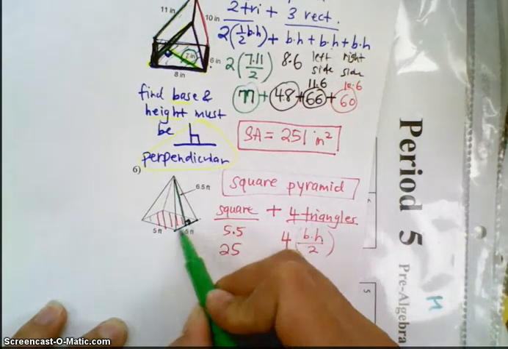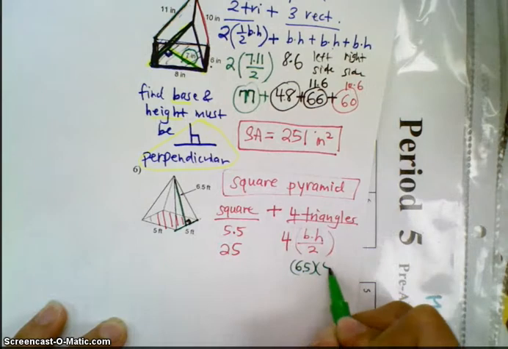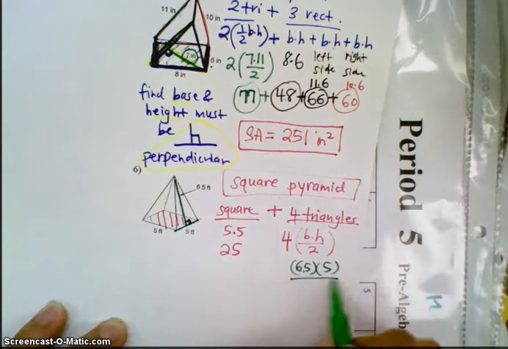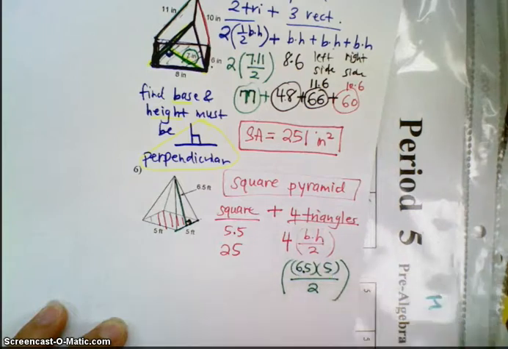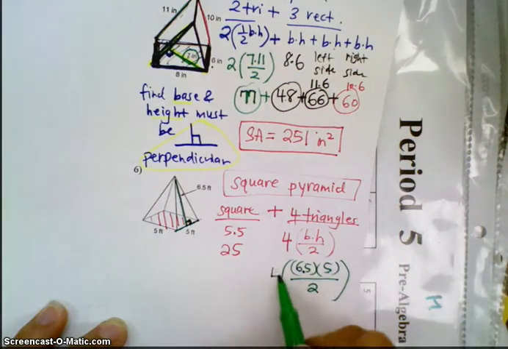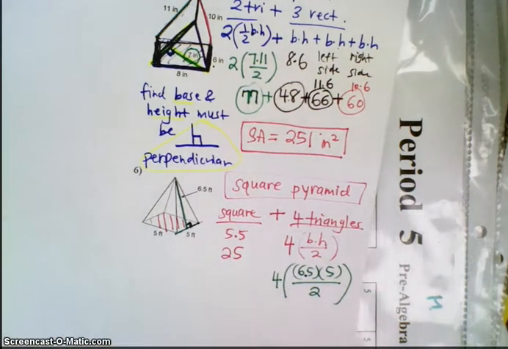So these 2 measurements, which is 6.5 times 5, and then I'm going to half that for one triangle. Base is 6.5, height is 5, or the other way around, it doesn't matter. And I need 4 of them, 4 of the same triangle. So punch that into your calculator.